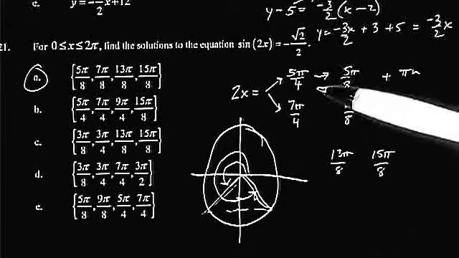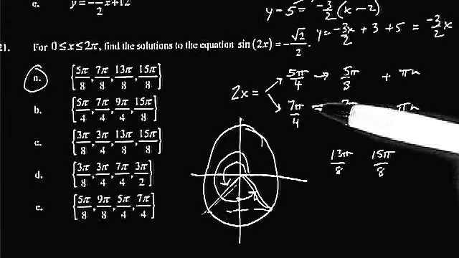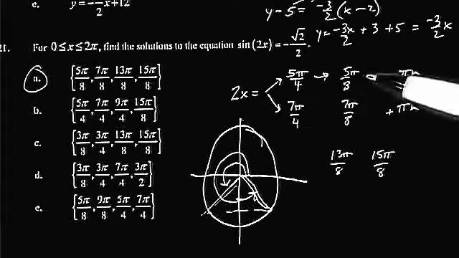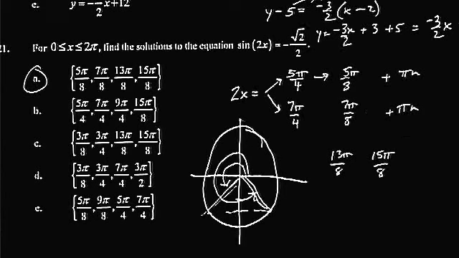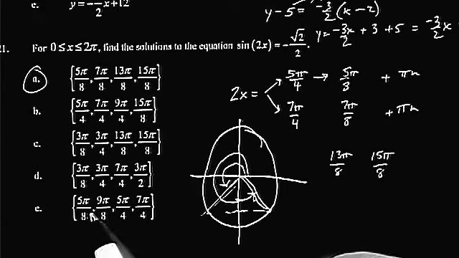Now keep in mind those are both equal to 2x, and so you would need to divide by 2 or multiply by 1/2 to find 5 pi over 8 and 7 pi over 8. Those are 2 of the answers, 5 pi over 8 and 7 pi over 8. So you can get rid of some of the choices. Interestingly enough, you can get rid of all the choices except for the first one, because this one has 5 pi over 8 in it, but it doesn't have 7 pi over 8. Wow, that made the work pretty easy.